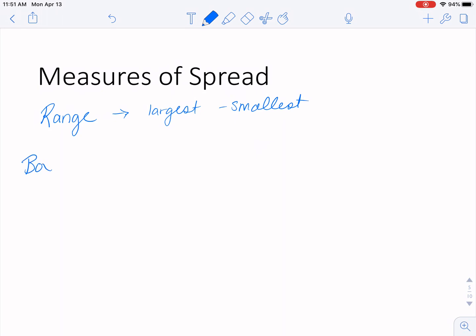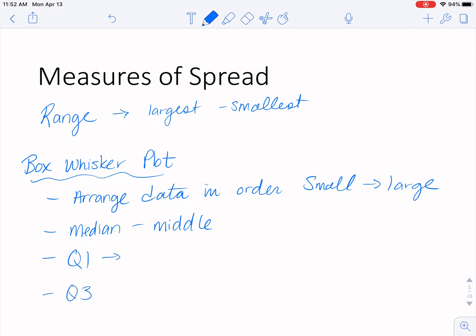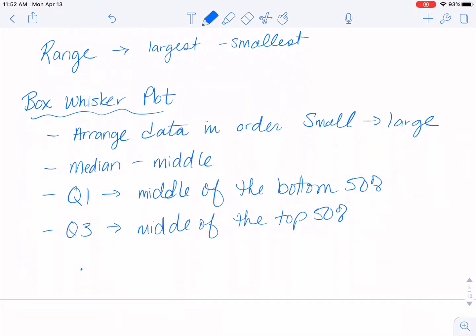Now, I'm going to review this idea of a box and whisker plot. You get box and whisker plots by arranging your data in order from small to large. Then you're looking for the median, which is the middle. And then you look for two other values, Q1 and Q3. Q1 is the middle of the bottom 50%. Q3 is the middle of the top 50%. So box and whisker plots look like this.